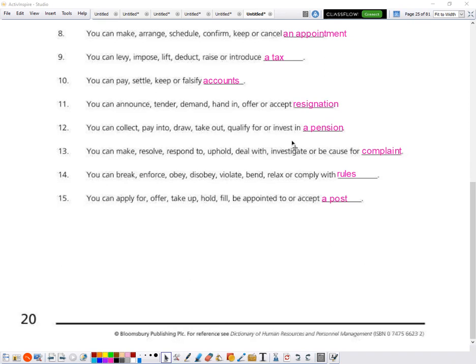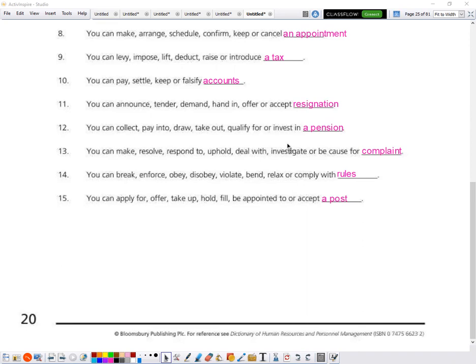So the next one, number 14, the word rules that people follow in a workplace. You should not break these rules. You should enforce these rules. You should obey. You should not disobey, violate, bend, relax, or comply with.